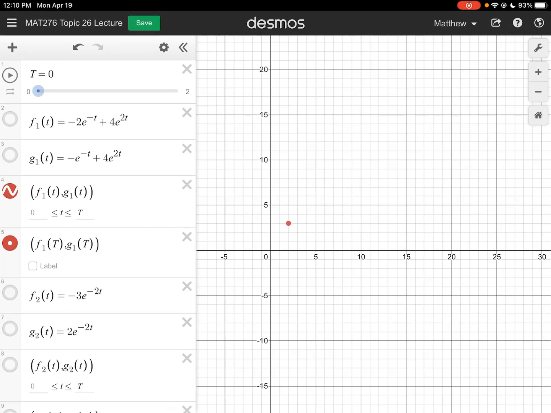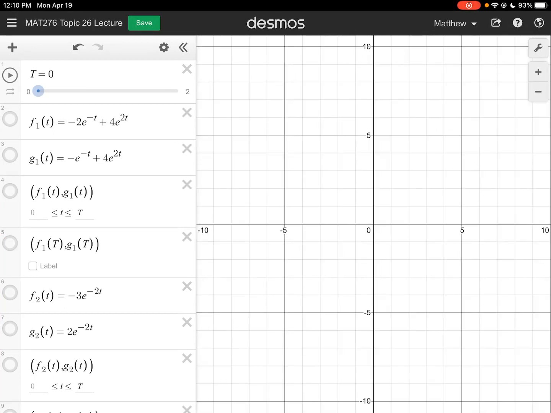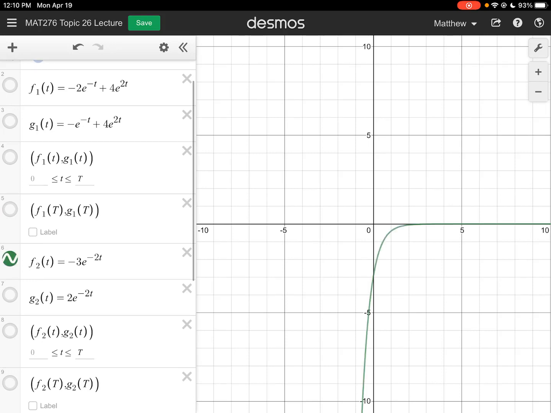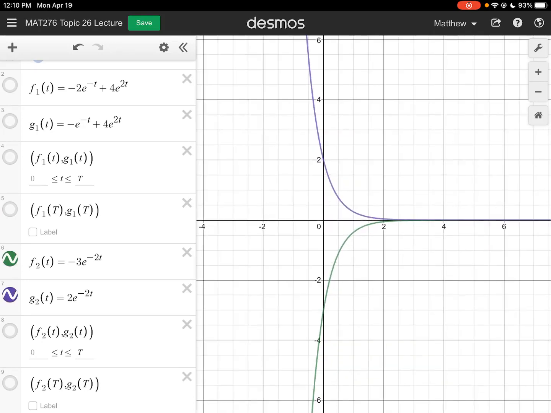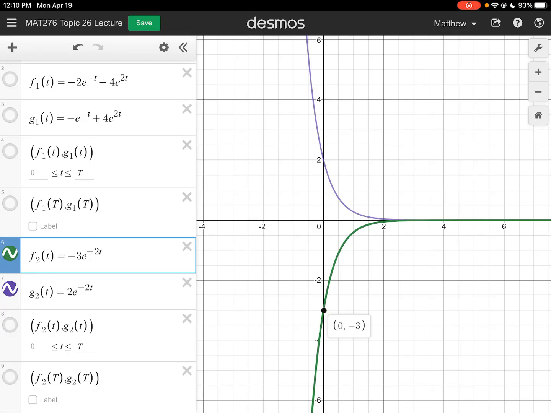Okay, let's go back to Desmos. Let me hide this imagery. Let me hit the home button, go back to our normal scale, and I want to reveal now our x and y as functions of time. So the green is x. So at time 0, we click on the green. At time 0, the x-coordinate is negative 3, and as time goes on to infinity, the x-coordinate approaches 0. You can see the outputs of the green function are approaching 0 as t goes to infinity.